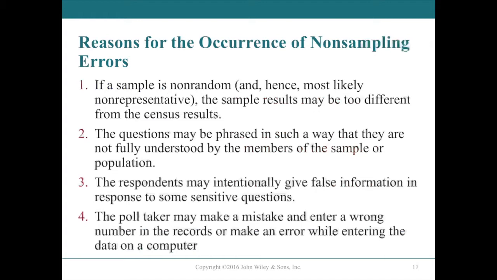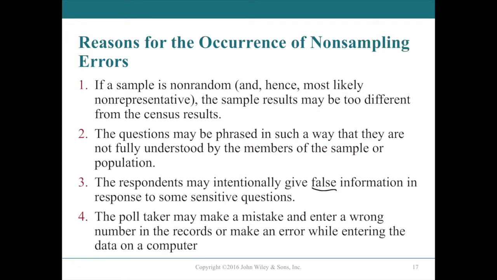If the sample is non-random and usually non-representative, the sample results may be too different from the census results. So if you go out as a pollster and you interview all your friends, and maybe you happen to live in Beverly Hills or someplace like that, you may get a different result than practically anywhere else, and that would not be a random sample. The questions may be phrased in such a way that they are not fully understood, such as full of triple negatives, as statistics occasionally does. Luckily, our class doesn't really do that. And it may not be understood by the members of the sample or even the population, and then you get all kinds of biased results because they don't really know what they're saying.